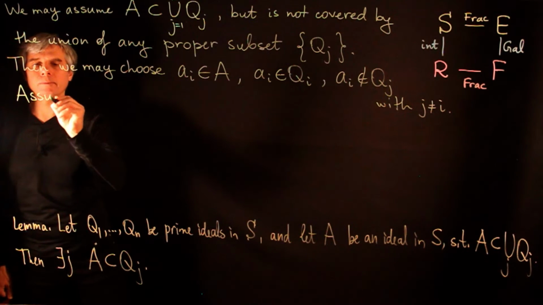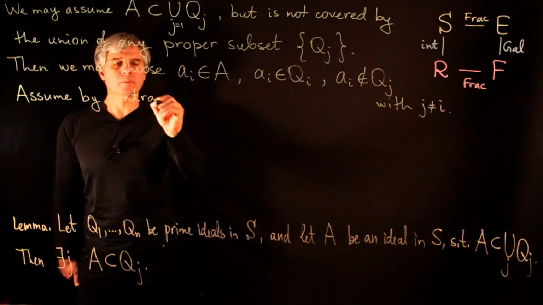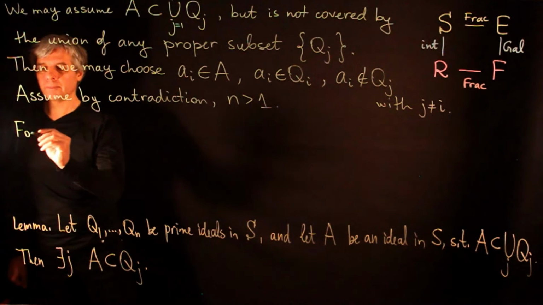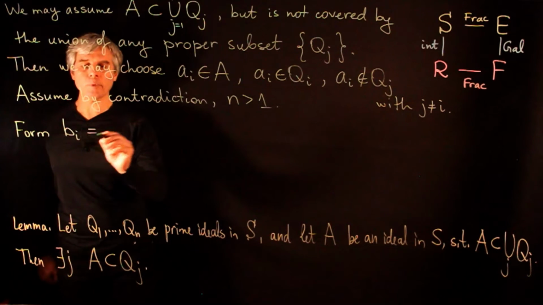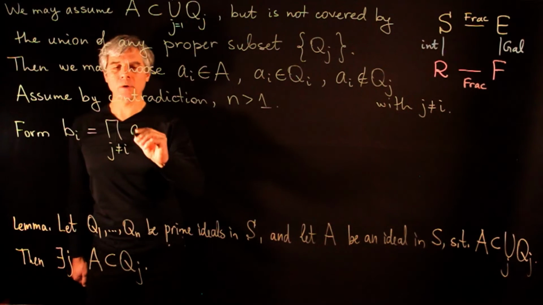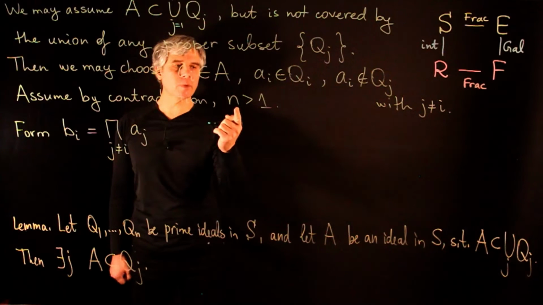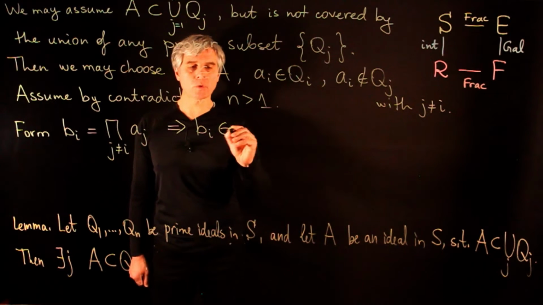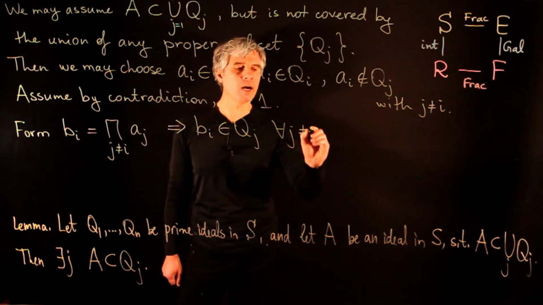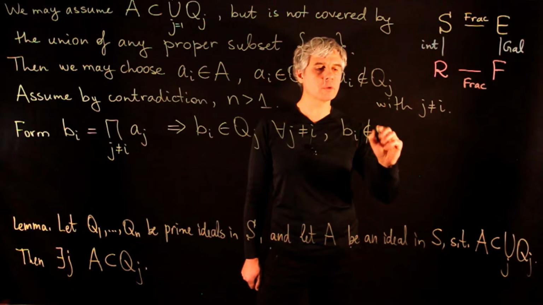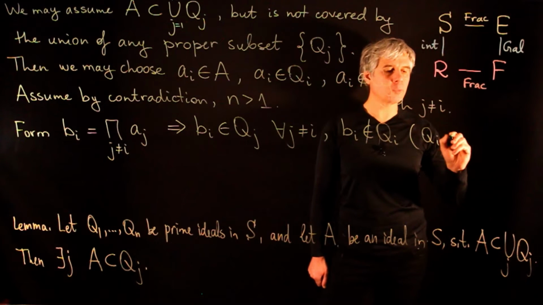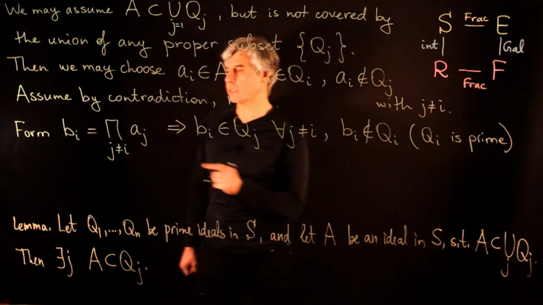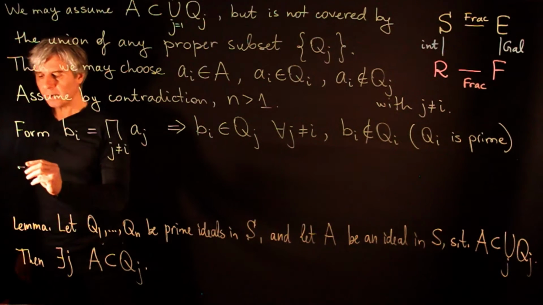And let us assume, by contradiction, that n is greater than 1. Then let us form for each i elements bi that are products over j different from i of aj. This construction will only fail when n is equal to 1, because in this case the product is empty. What we have is that bi belongs to Qj for all j different from i, and bi does not belong to ideal Qi since Qi is prime. Here each factor does not belong to Qi, and then because the ideal Qi is prime, the product also does not belong to Qi.